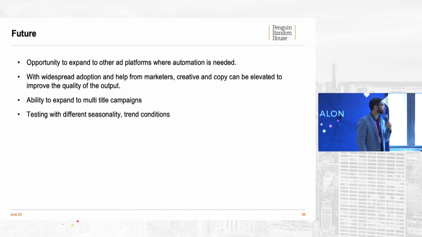Yeah, in the future, we're looking to automate, and expand to other ad platforms where we can, outside of Facebook and Instagram, for instance, maybe into Amazon. We would like to encourage more widespread adoption and, with the help of marketers, elevate and improve the quality of the output. We'd also like to expand to multi-title campaigns in which we would have creatives that have multiple books featured in them at once. This is obviously a more sophisticated image processing problem in that we have to find multiple oriented bounding boxes around multiple books, but that would be a goal for the future.